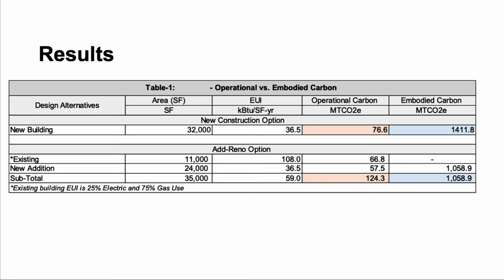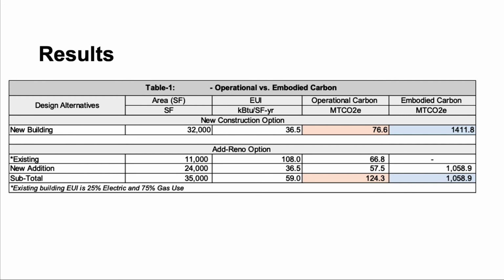Well, here we are with the results. Our new building, 32,000 square foot with an EUI of about 36.5. It's going to have an operational carbon annually of 76.6 metric tons CO2 equivalent and an embodied carbon of about 1,400 metric tons. Our add reno option, our existing building has a terrible EUI of about 108, which is 75% gas. The new addition, we assume, will have similar energy. And overall, now we end up with a building with an EUI of about 59. So our operational carbon for the add reno building is significantly higher, 124 metric tons, but we reduced the initial embodied carbon because we've saved that 11,000 square feet.